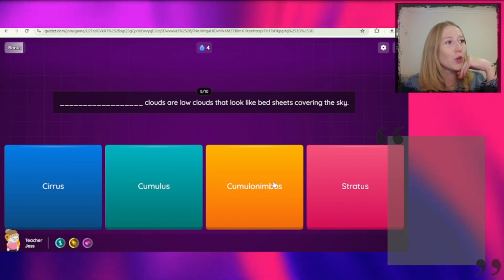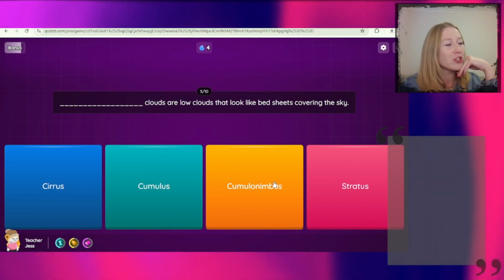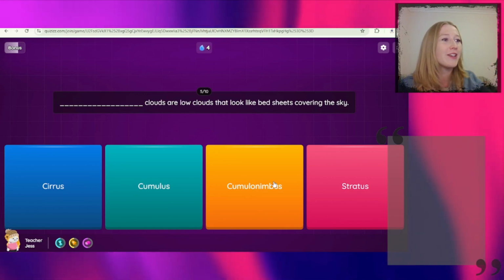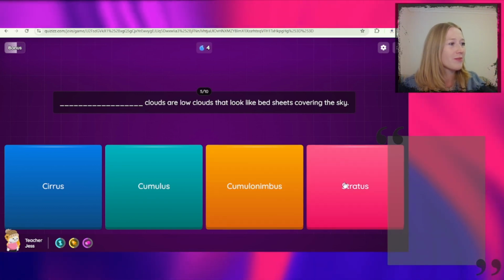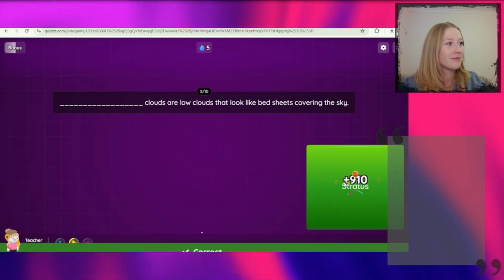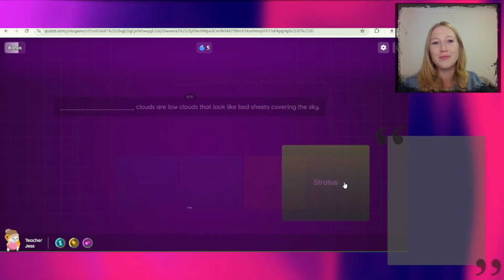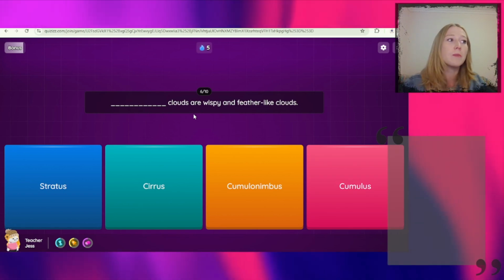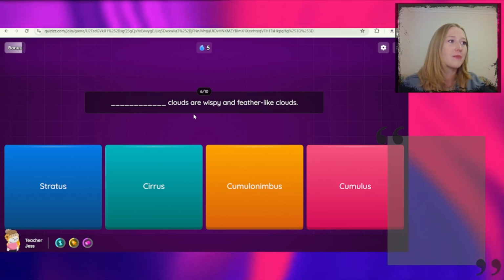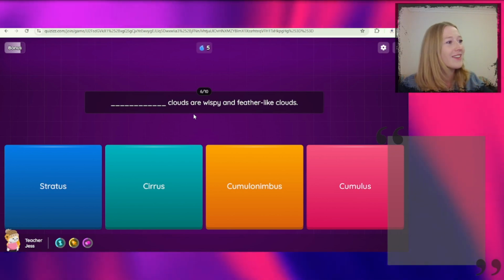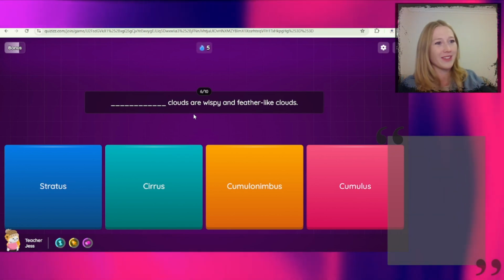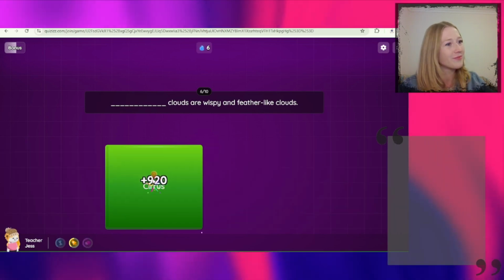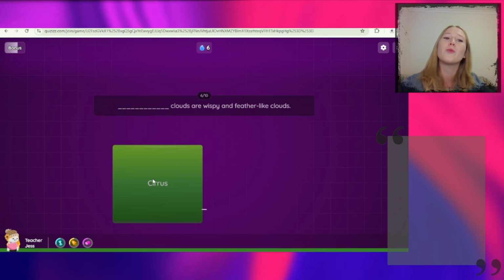Something clouds are low clouds that look like bed sheets covering the sky. Okay, a blanket or a layer would be stratus. Wonderful. Something clouds are wispy and feather-like clouds. I like that description, feather-like. Yes, it does kind of look a bit like feathers. Okay, and those are cirrus clouds. Wonderful.